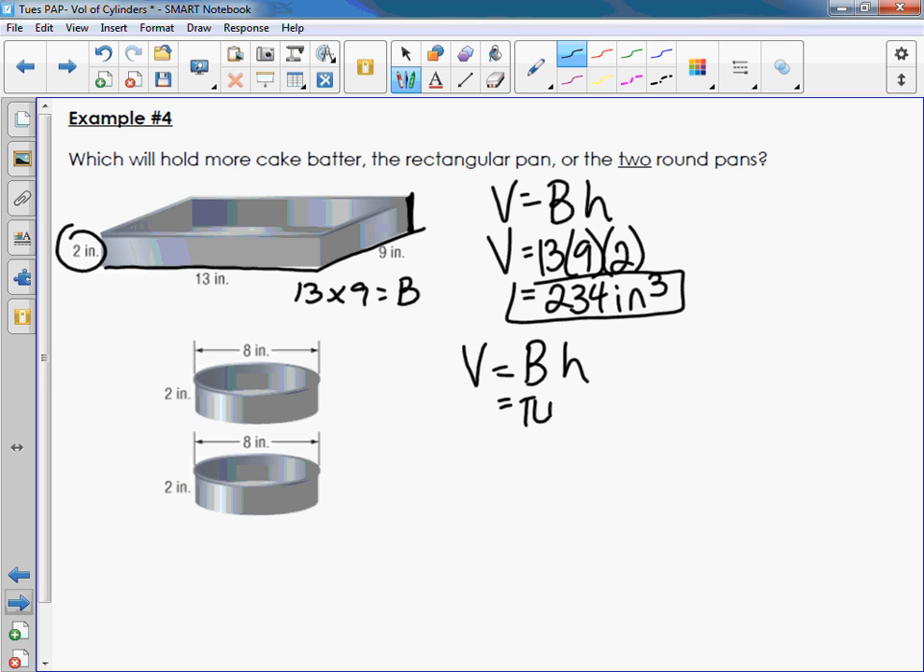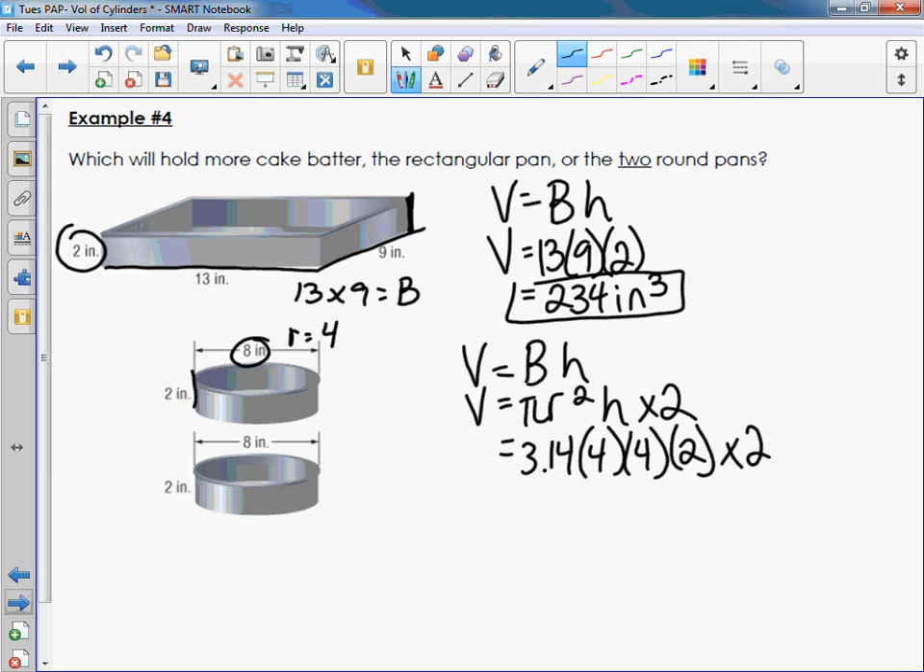Here's the round pan. And then we need to do big B times H. That's going to be pi r squared times H. And there are 2 of them, so I'm going to have to multiply by 2 at the end. So 3.14 times my radius. Okay, if the diameter is 8, the radius is 4. 4 times 4 times H, which is 2. And then I need to multiply that by 2 because there are 2 pans.